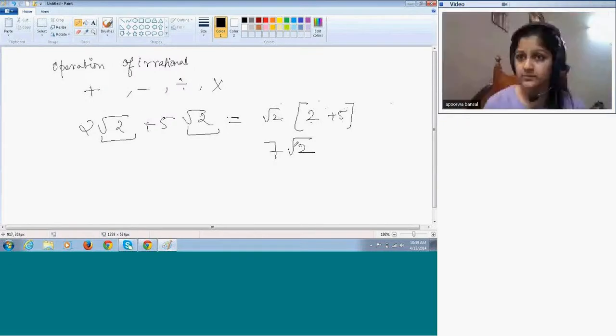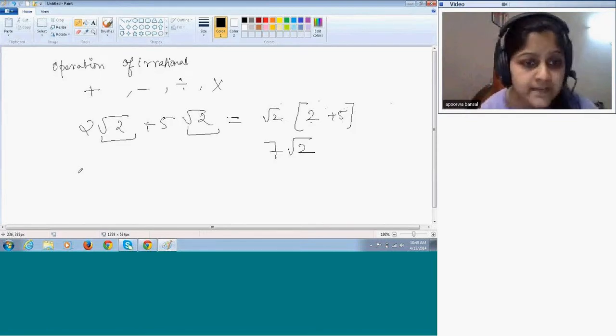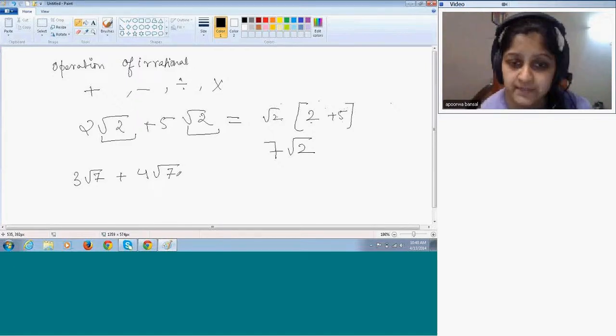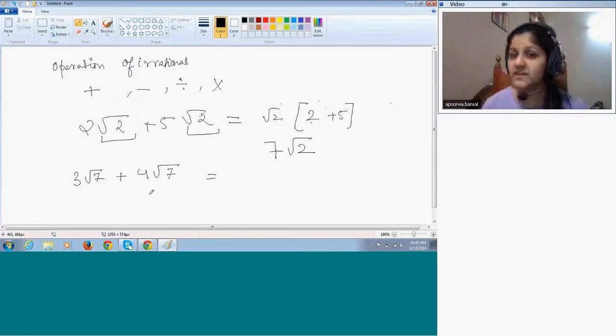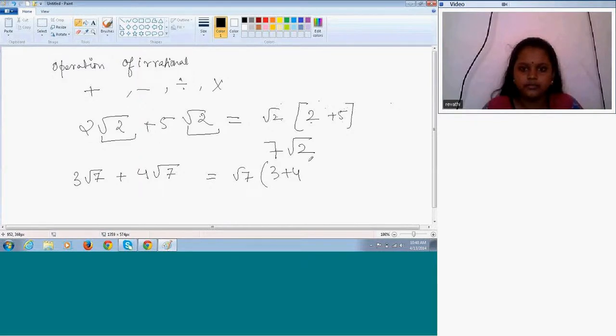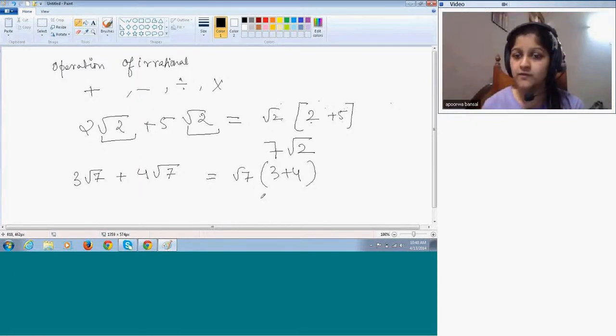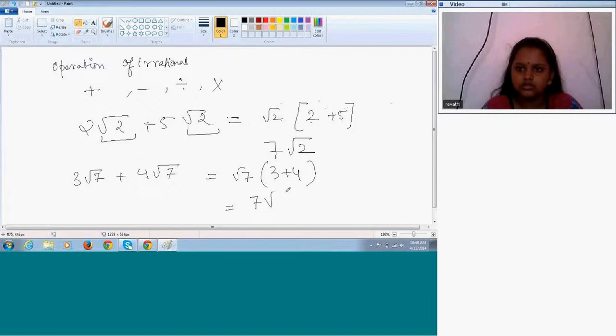Let's try this then. 3 root 7 plus root 7. Okay. And finally ending up to 4 root 7. Let's do an example on this only. Yes, miss.